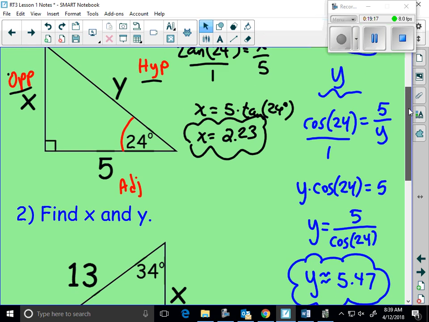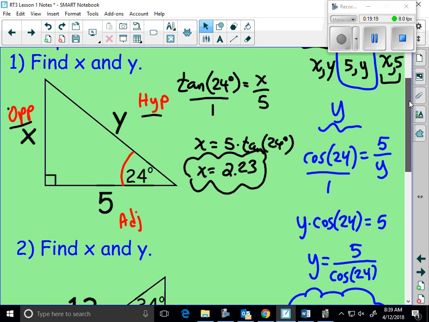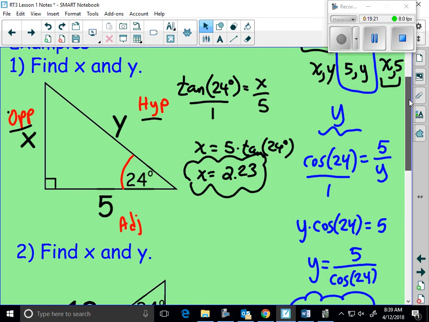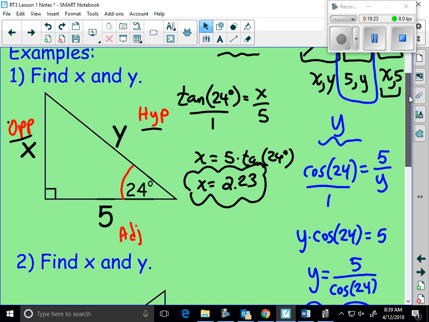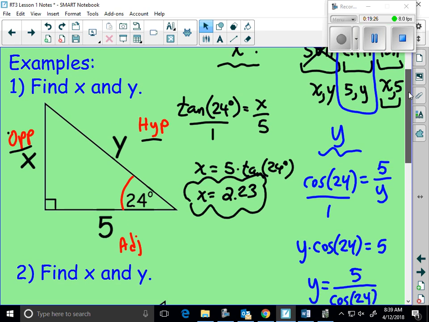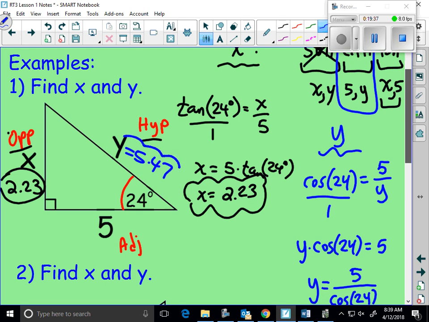And this is your first time through trig, you guys. It's okay if it doesn't click right away. This is trigonometry. Okay? We said that x was 2.3. That's that side length. We said this was 5.47. I want you to analyze this and just look at it. Does it make sense that y is the longest side? Yeah. Right? Sure. Okay, that is right triangle trig using Sohcahtoa.